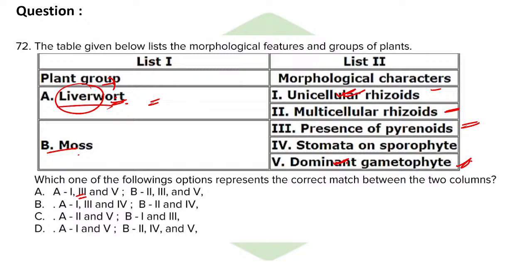Remember this: liverworts, unicellular rhizoids, and your dominant gametophyte. In the mosses, you have multicellular rhizoids, stomata on the sporophyte, and the dominant gametophyte, right? So remember about this. D is the correct answer for this particular question. This type of question has been asked a number of times in the examination. So remember about this particular question and the entire classification of the bryophytes. It will help you mark the answers for the other topics as well.